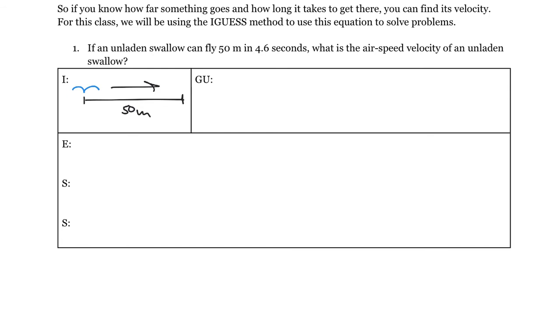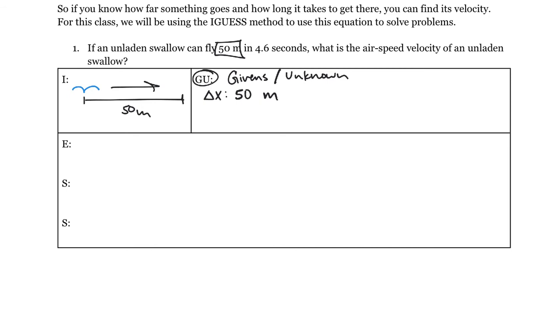All right, next up we have the G and the U. G stands for givens, and U stands for unknown. So here we're going to write everything we were given in the problem and figure out what it is we're looking for. So the givens usually look like numbers. Sometimes they're hidden in the words, but this time around they all are numbers. And the first number you see here in this question is 50 meters. 50 meters is how far the swallow went. How far the swallow went, we are labeling as a change in position, which is a delta x. That's how far we flew in the x direction.